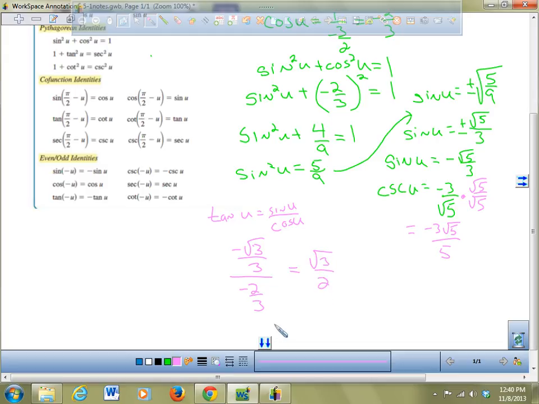Square root of 5. Oh, that should be square root of 5. I'm sorry. Thank you. So you get positive square root of 5 over 2. And that means that that's a 5. Can you tell that's a 5? Nice. And then cotangent of u is the reciprocal of that, which is 2 over root 5, which is equal to 2 root 5 over 5 when I rationalize it.